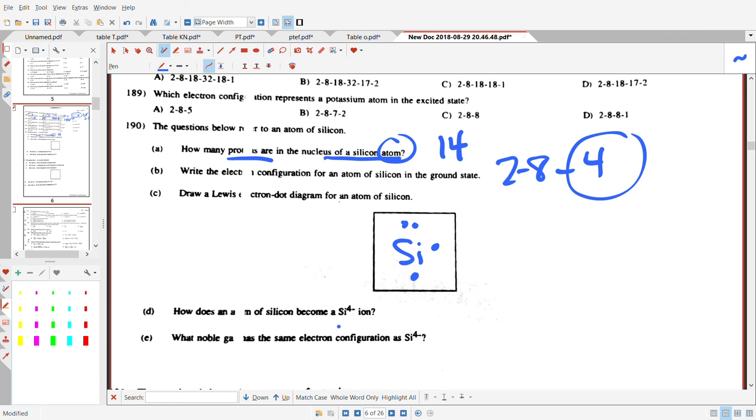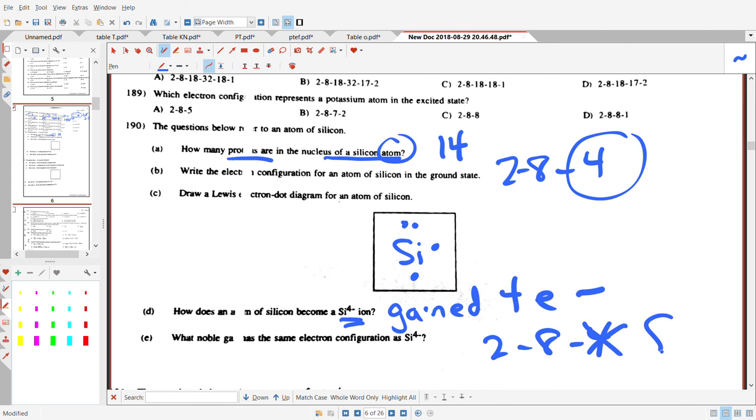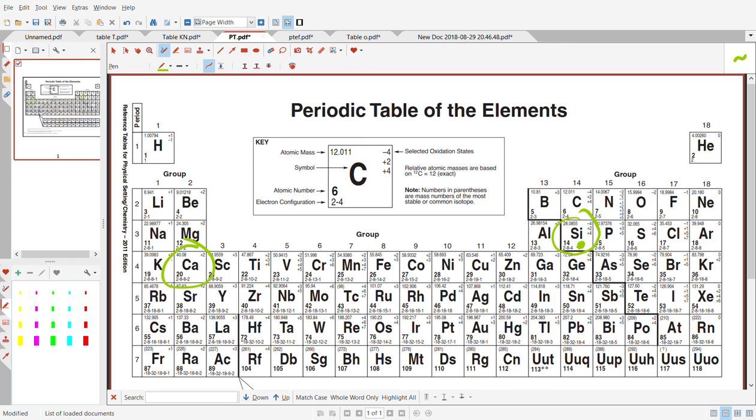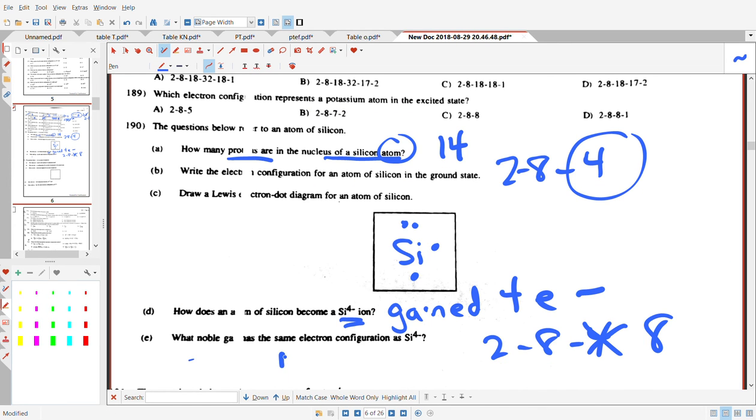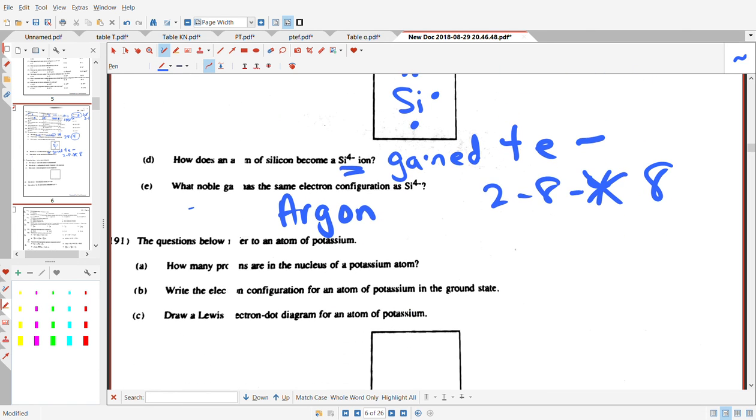Now when it becomes -4, it means it gained 4 electrons. So if we took 2-8-4 and then gain 4, it becomes 2-8-8, and they want to know which noble gas is 2-8-8. So we could go to the periodic table, and argon is the noble gas. That's 2-8-8.